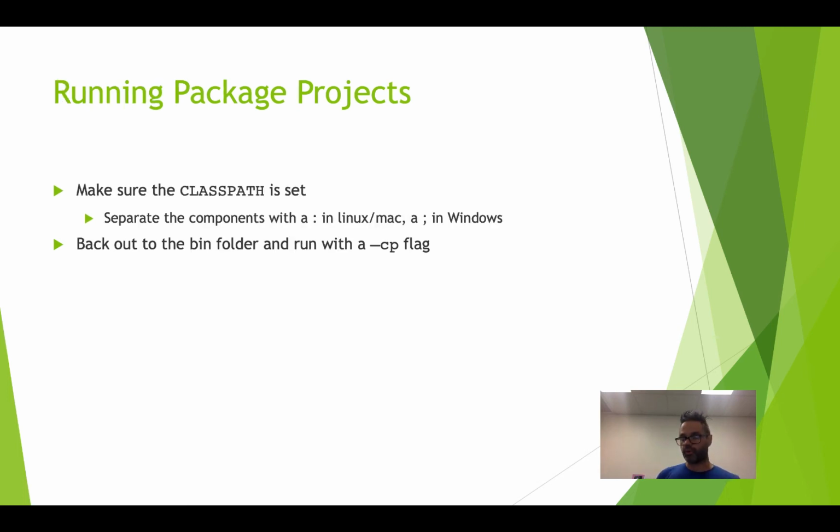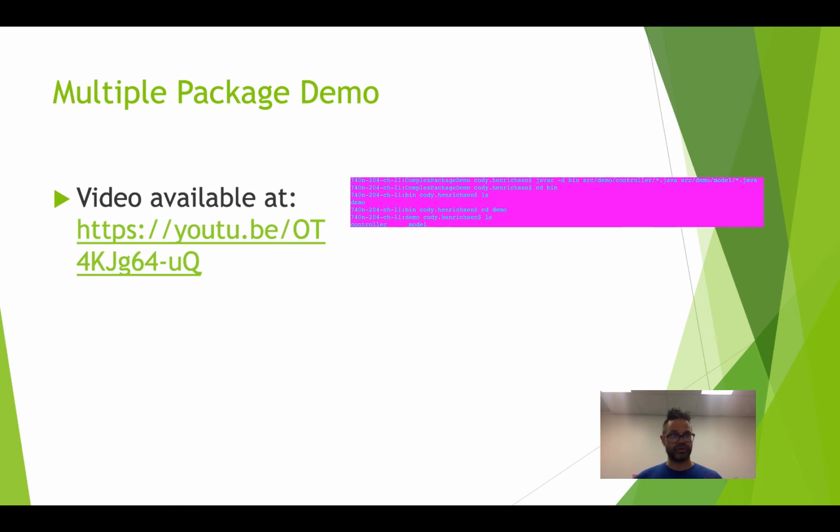Now, when we're running a multi-package project, we do have to do a little more work. This is where, again, that class path comes into play. We want to make sure we have our class path set properly, and your class path will need to have all the class files listed for it. You can separate the components with a colon on a Linux or a Mac box, or a semicolon on a Windows box. And you would back out to the bin folder and run it with a -cp flag to specify this. Again, the details for this are available at the YouTube link right here below. And you can see quickly right here, you have javac -d bin source/demo/controller/*.java space source/demo/model/*.java. So it grabs everything in the controller package and in the model package and compiles it directly.